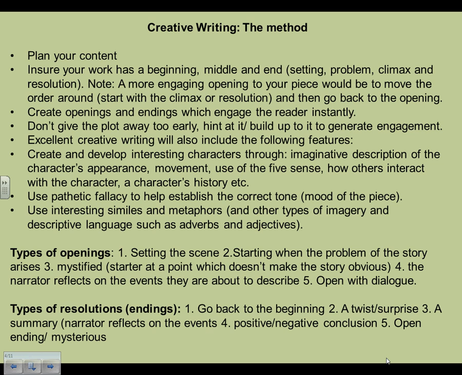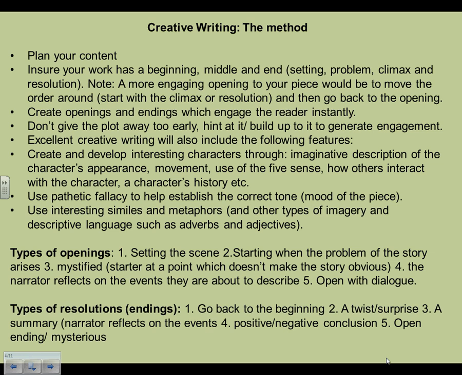Types of endings that you could go with. You go back to the beginning, as we've kind of mentioned before. Have a twist or a surprise ending, so something that's not expected. A summary, again, the narrator reflects on what's happened. And positive or negative conclusions, so it's a happy ending, a sad ending, or an open or mysterious ending. Is it unclear what's going to happen in the future? Remember all those different techniques in your creative writing texts, and you're guaranteed to secure a really high, if not perfect, mark for the work.